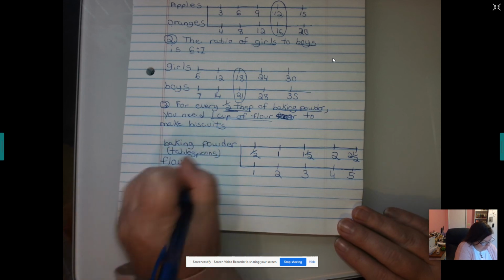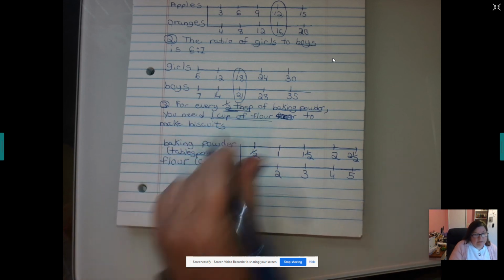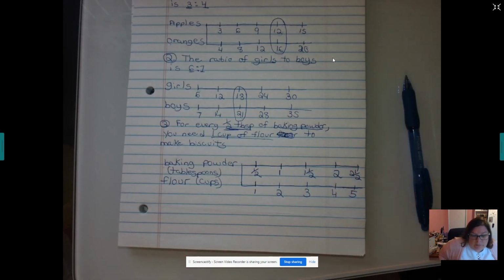I may write these units to help us. Make sure we can include our units. And this is how we use double number lines to solve ratio word problems.